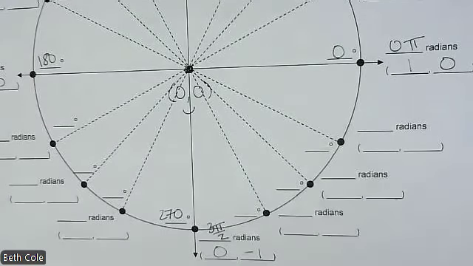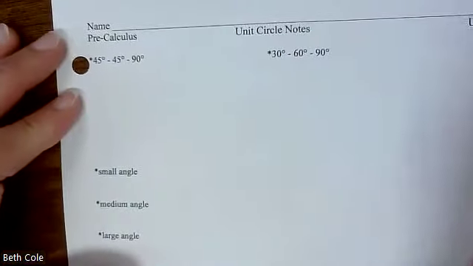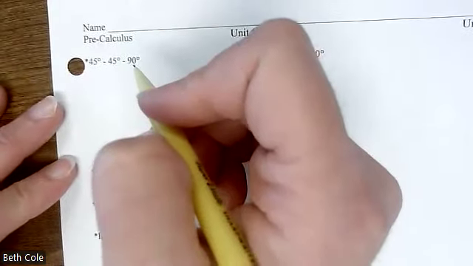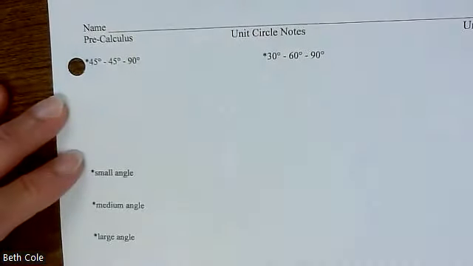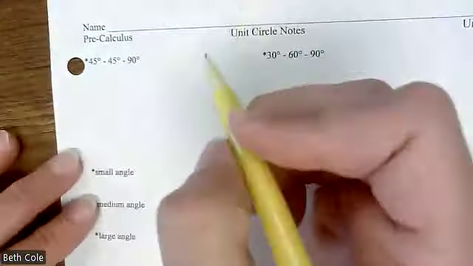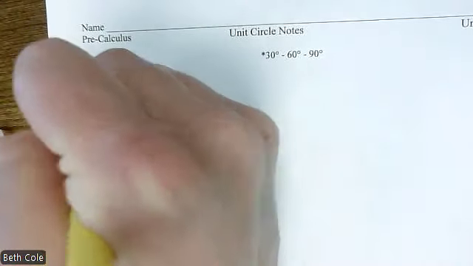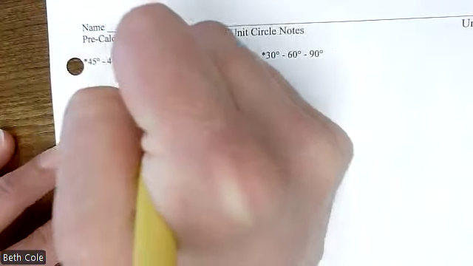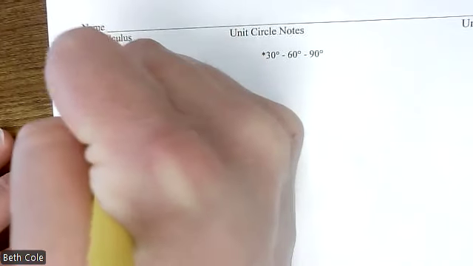So let's go back to our piece of paper, like our notes, and we're going to review our special right triangles. We're going to do them one at a time. So we're going to do this one, and then we'll go back to the unit circle, and then I'll do this one, and we'll go back to the unit circle. So if you have a 45, 45, 90, it's going to look like this.